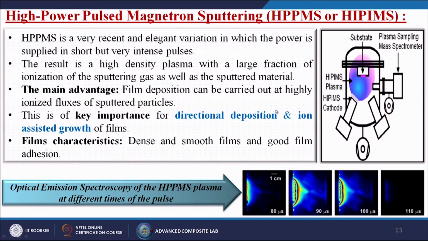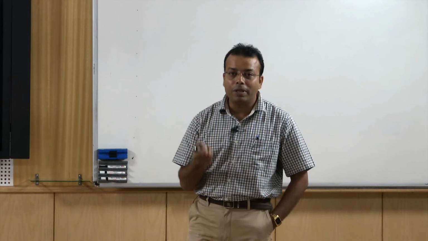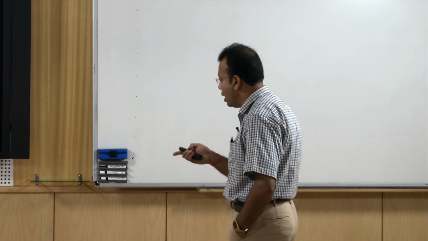So, here we are showing certain optical images which we are getting for various samples during the HPPMS plasma process: optical emission spectroscopy of the HPPMS plasma at different times of the pulse. If we increase or decrease the pulse, that means for 80 microseconds, 90 microseconds, 100 microseconds and 110 microseconds, how much thickness we are going to achieve, or how the material looks.